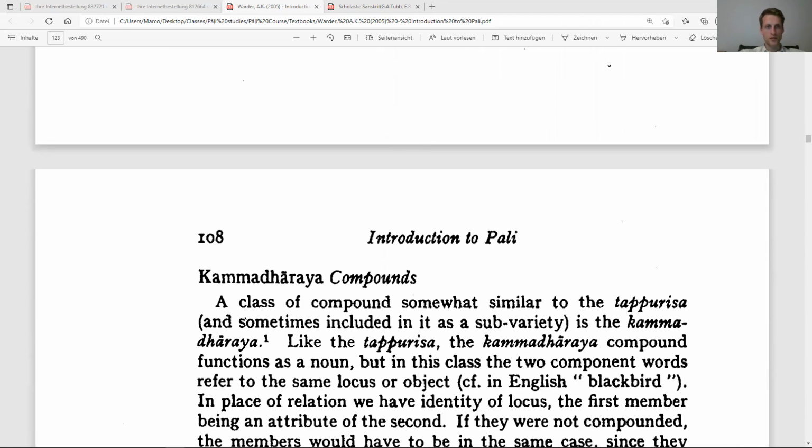As regards the Kammadharaya Samasa, it is a subcategory of the Tappurisa Samasa. So it functions mainly as a noun, and whereas in Tappurisa Samasa normally part A and B are in different cases, here part A and B are in the same case. And then part A is either the attribute of part B, or if it's like a noun or two nouns coming together, they can also be standing in opposition to each other.